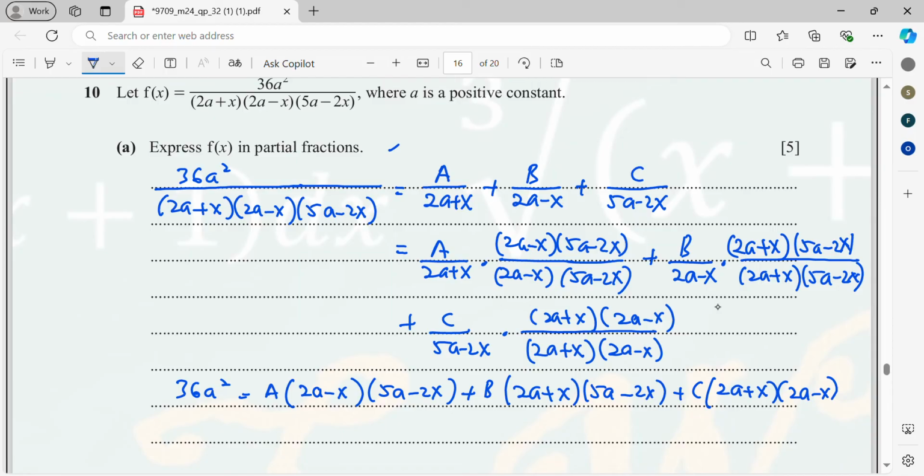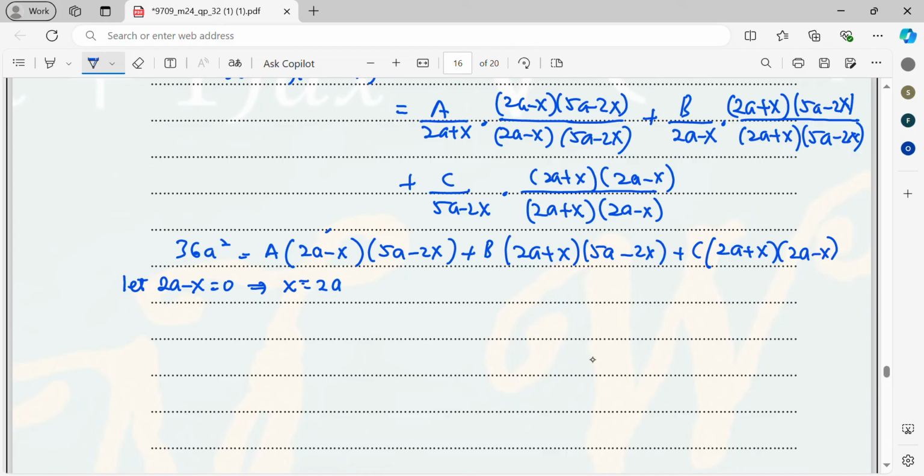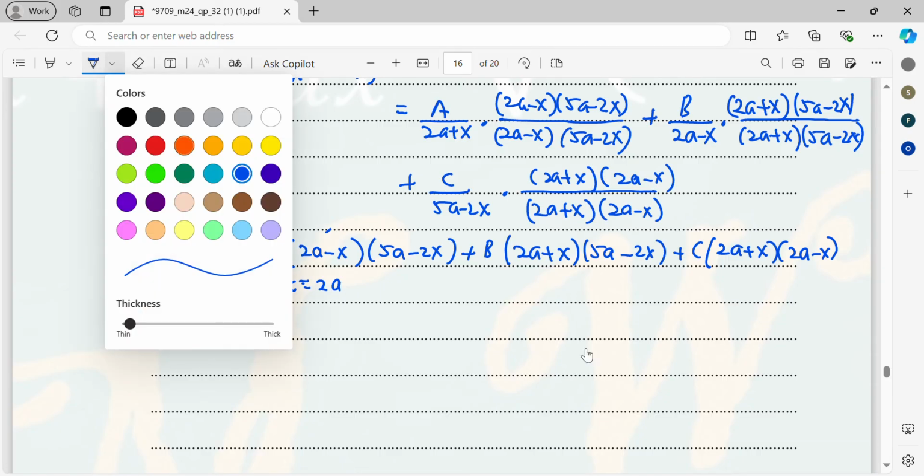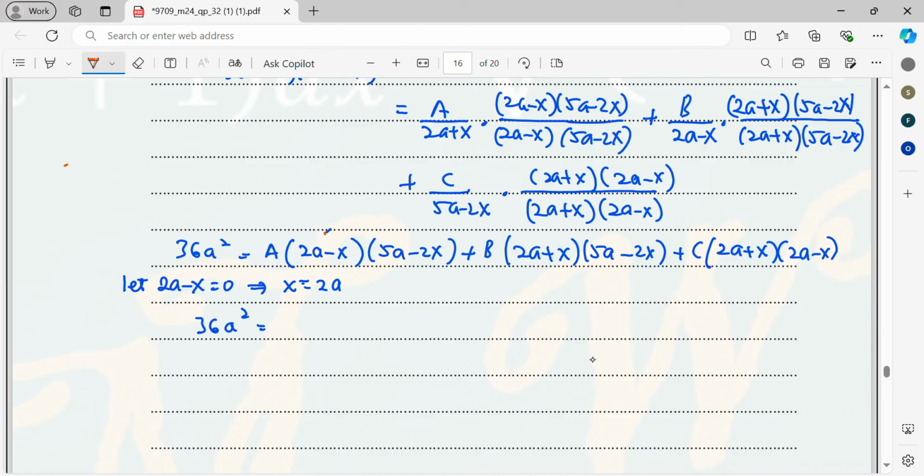First of all, I will let 2a minus x be 0 to find out my x value. So my x is 2a. Then I will replace this x in the previous step. That means here I will be getting 36a squared. So whenever you see 2a minus x, this will be 0, and the last term will be 0. So I can find the B directly.